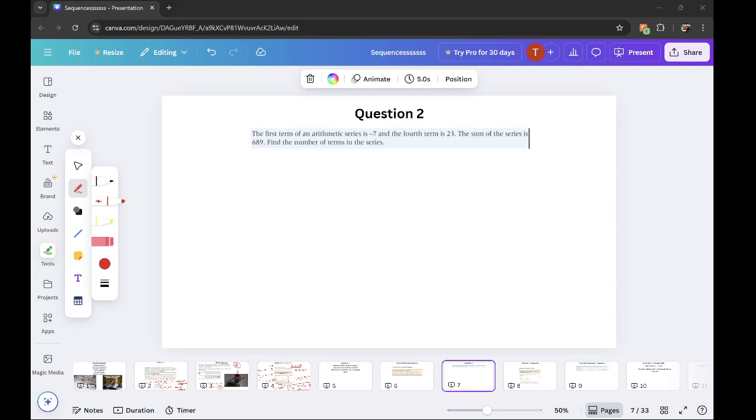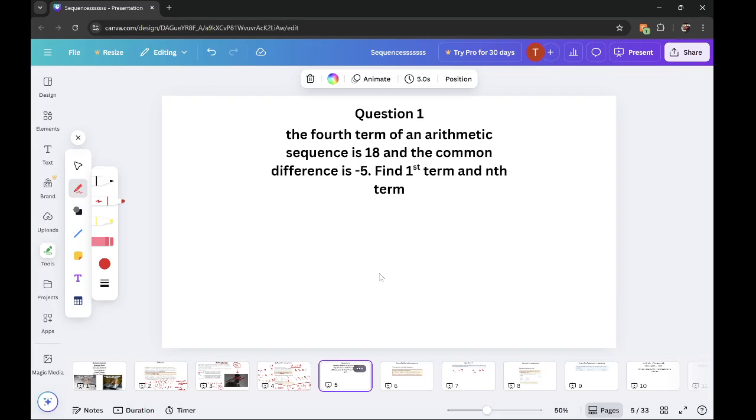Yeah, so I hope you've attempted it by now. If not, just still pause the video and we'll go through it. So the first term of an arithmetic sequence is -7. So u1 over here is -7. The fourth term, so u4, is 23. So the sum of the series, sorry, this is the wrong slide. Something's wrong with me today. It's too early in the morning. Anyway, let's do this question.